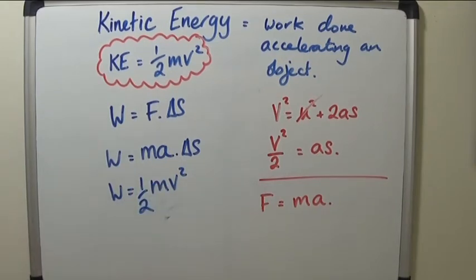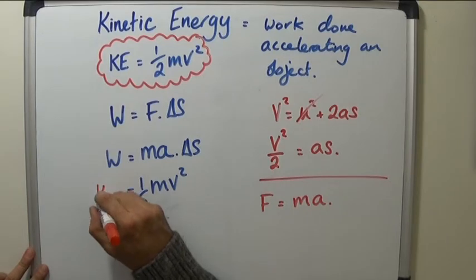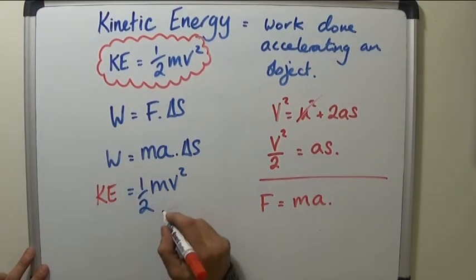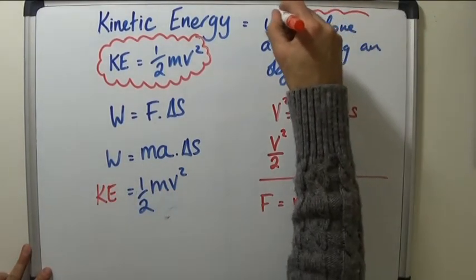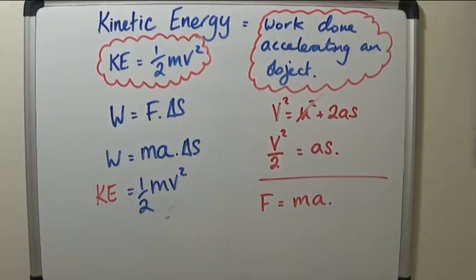And so you can do this in about 50 different ways. Maybe that's an exaggeration, but you can do it a lot of ways. So the take home message is that kinetic energy, KE, is a half mv squared, and it is the work done in accelerating an object from rest. I should really put a note of that: from rest.